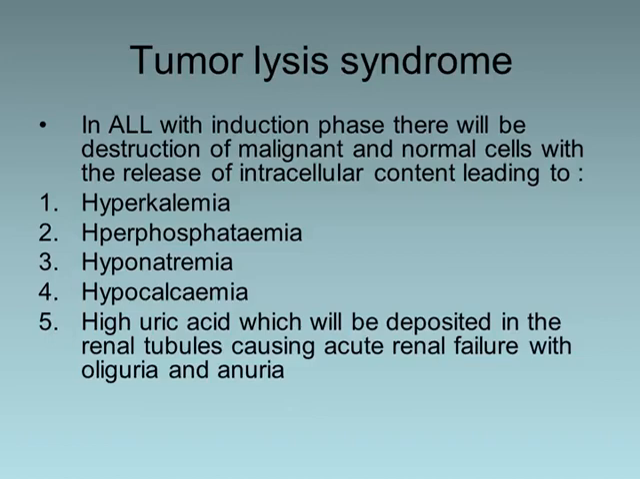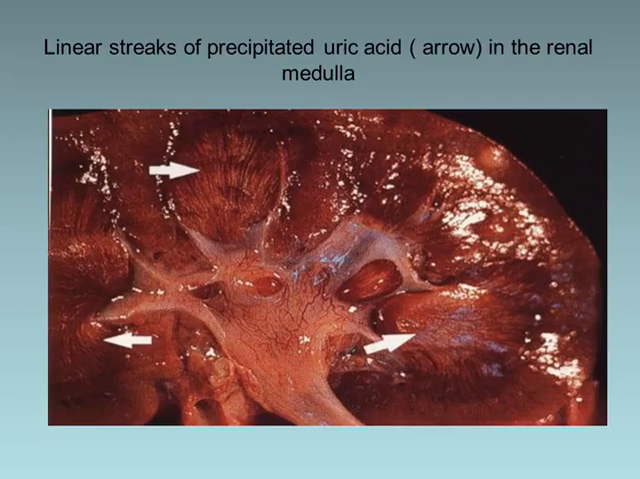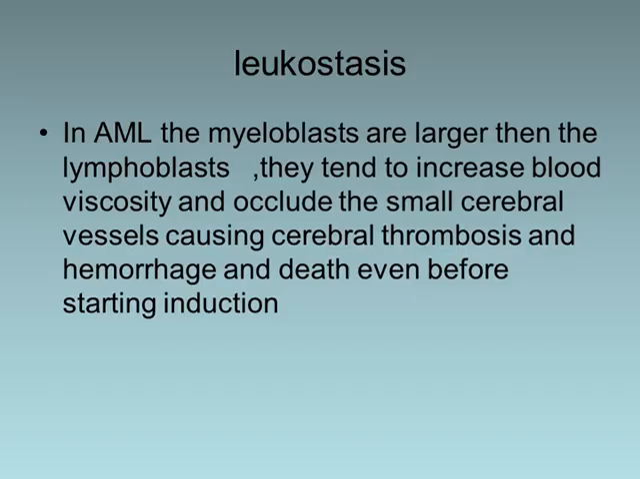What is tumor lysis syndrome? It occurs in ALL with the induction phase. There will be destruction of malignant cells and normal cells with release of intracellular contents causing hyperkalemia, hyperphosphatemia, hyponatremia, hypocalcemia, and high uric acid, which deposits in the renal tubules causing acute renal failure, oliguria, and anuria. This can be prevented by hydration, alkalinization, and the use of allopurinol. This slide shows linear streaks of uric acid precipitation in the renal medulla.